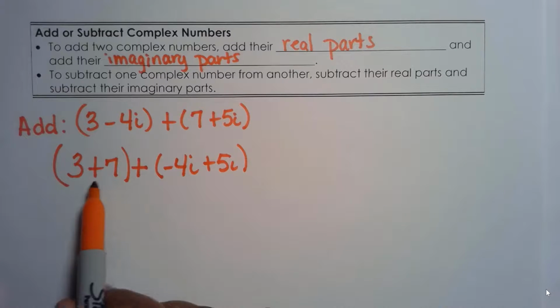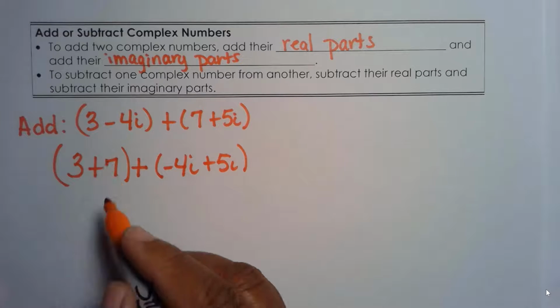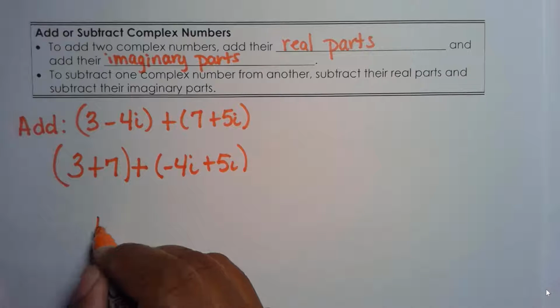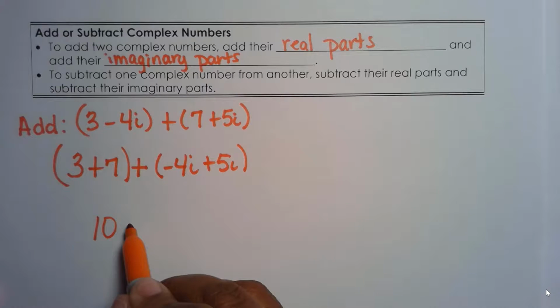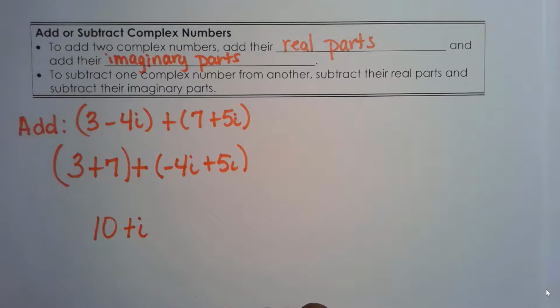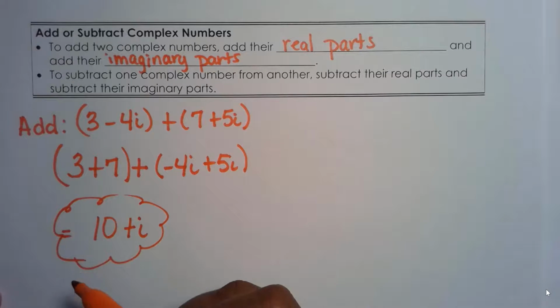And then let's add the real number part. 3 plus 7, we have 10. And then negative 4i plus 5i gives us i. And we're finished. Now, adding, subtracting complex numbers is just like if I were to have given you like terms.